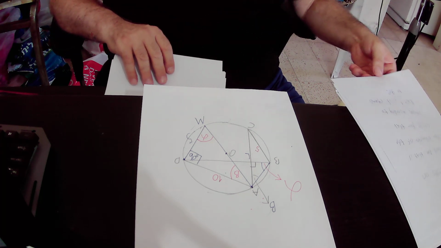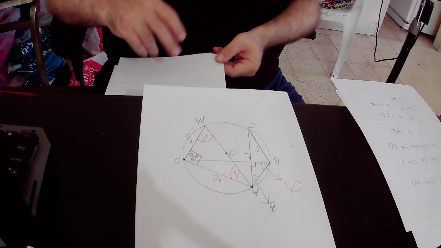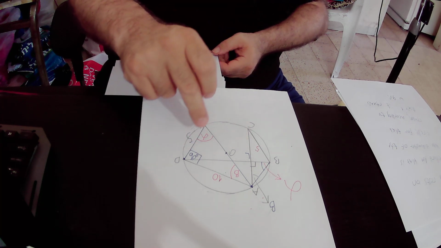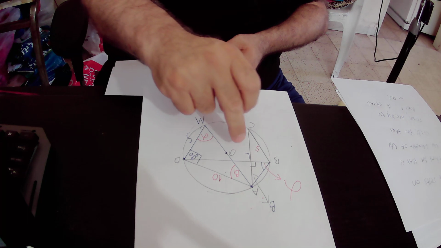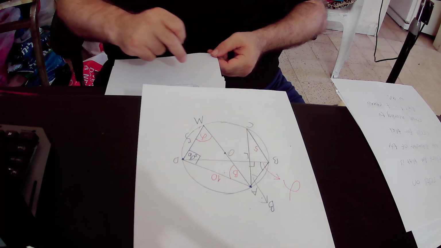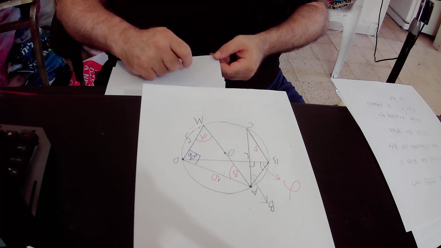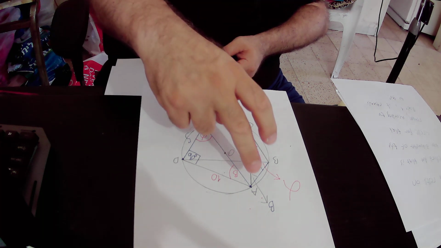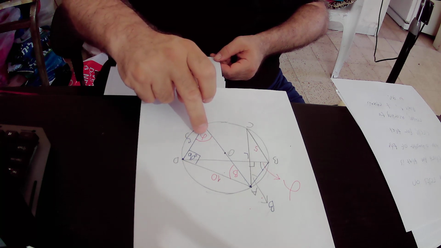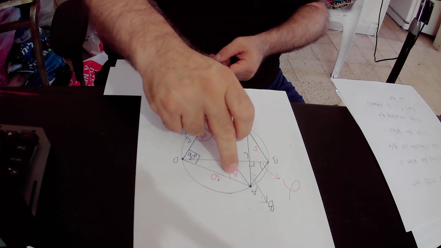Then we defined angle AMD as alpha, angle AMD equals alpha, and we defined angle MAD as beta. Okay, in the right triangle AMD, we have this angle alpha and this angle beta.